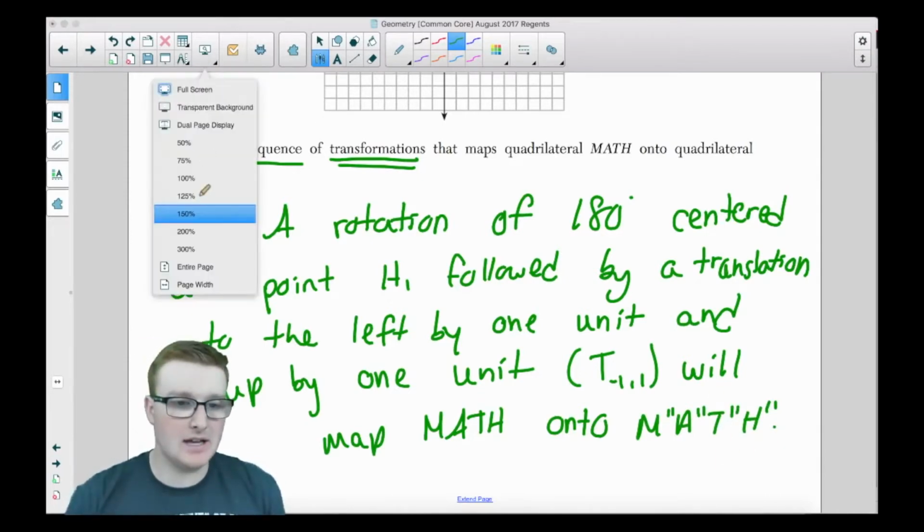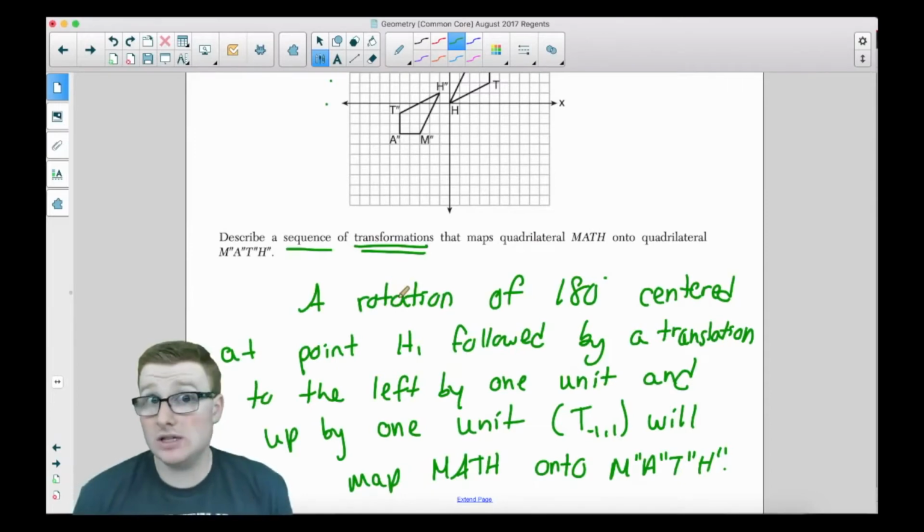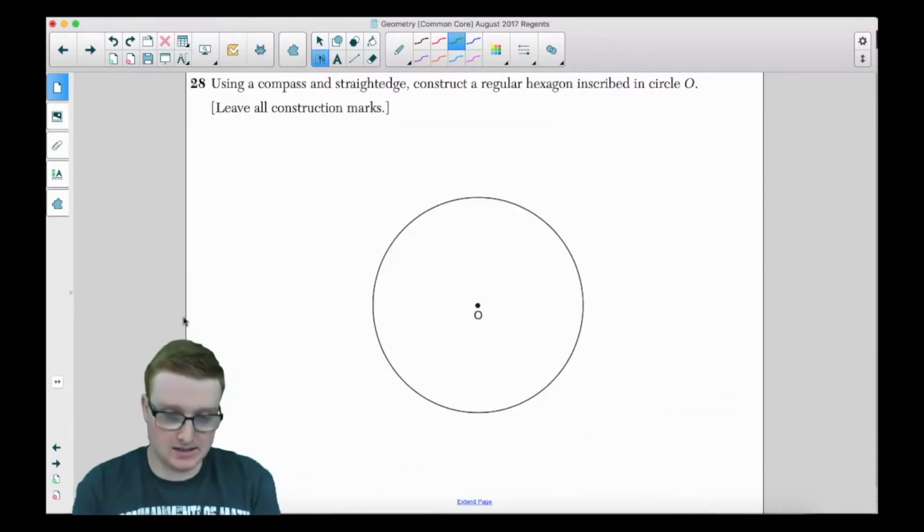And that, ladies and gentlemen, is how you answer that question. Again, there are so many other answers that you can use. If you want to just confirm, just ask me or your teacher. All right, moving on to question number 28.